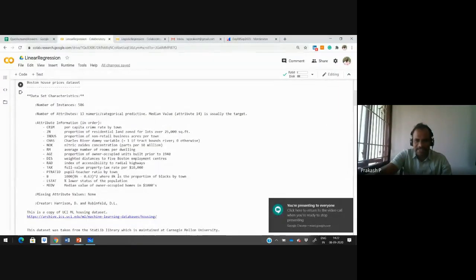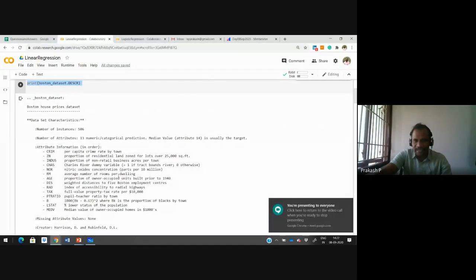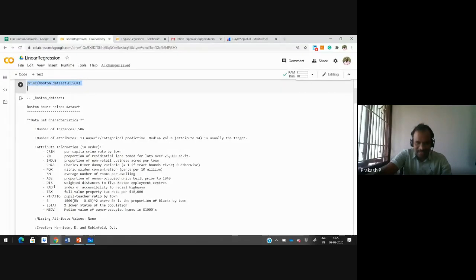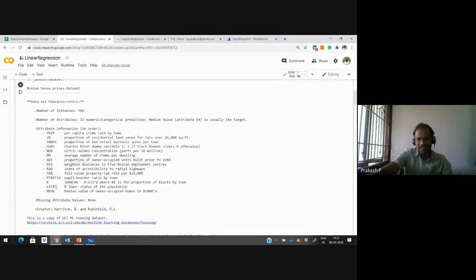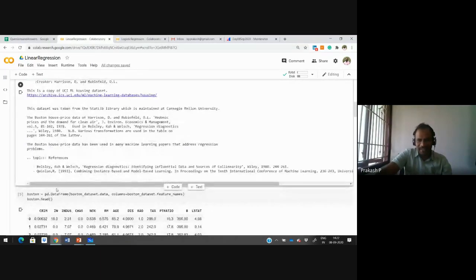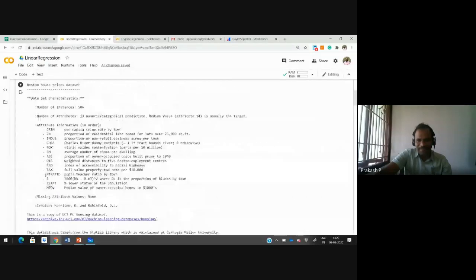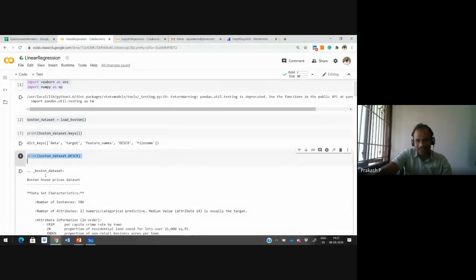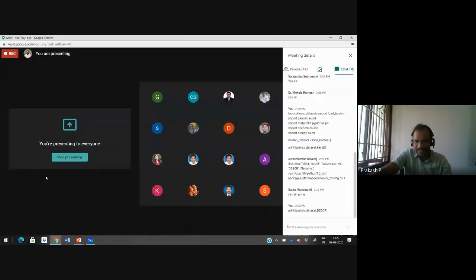Can you please take some time and look into the code? There are CRIM for crime, ZN for the proportion of land zoned, INDUS, CHAS, NOX, RM, AGE. These are some of the features, which we can call columns. Can you please find which will act as the target here? The target is the dependent variable with respect to all the independent variables.